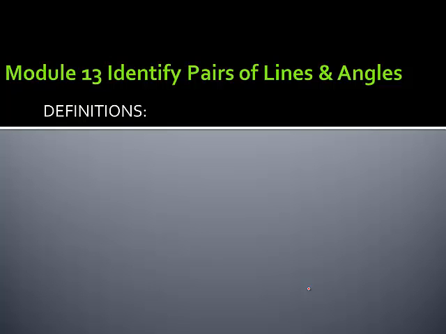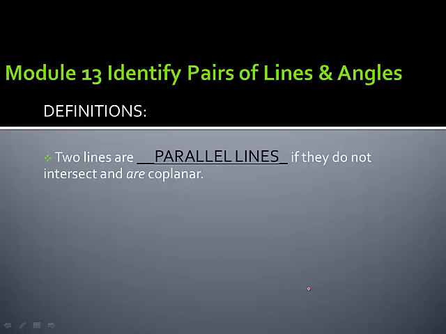Okay, this is identifying pairs of lines and angles. We've talked about this a little bit, and you've had this in previous courses, but we're going to call two lines parallel lines if they do not intersect and they're on the same plane. So basically, there is going to be notation that's associated with this.